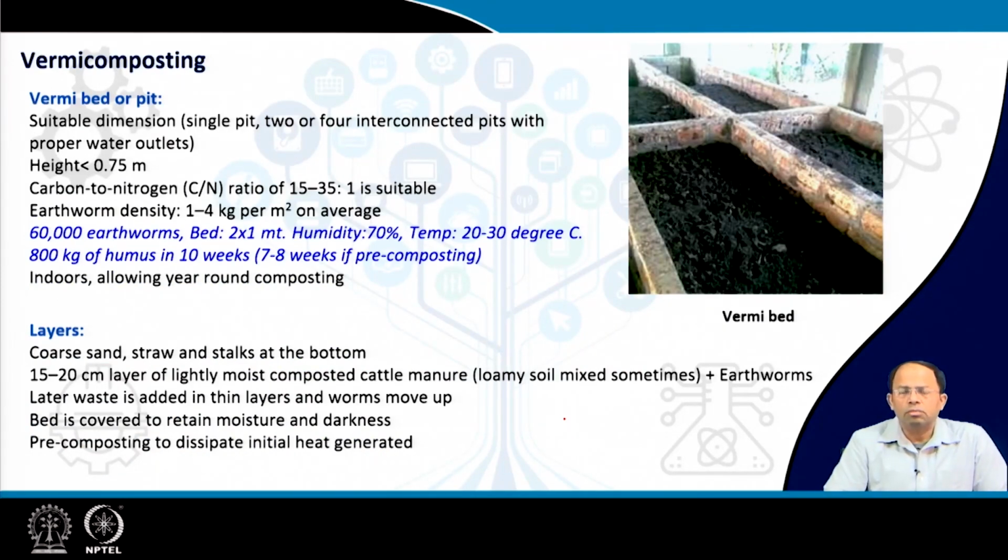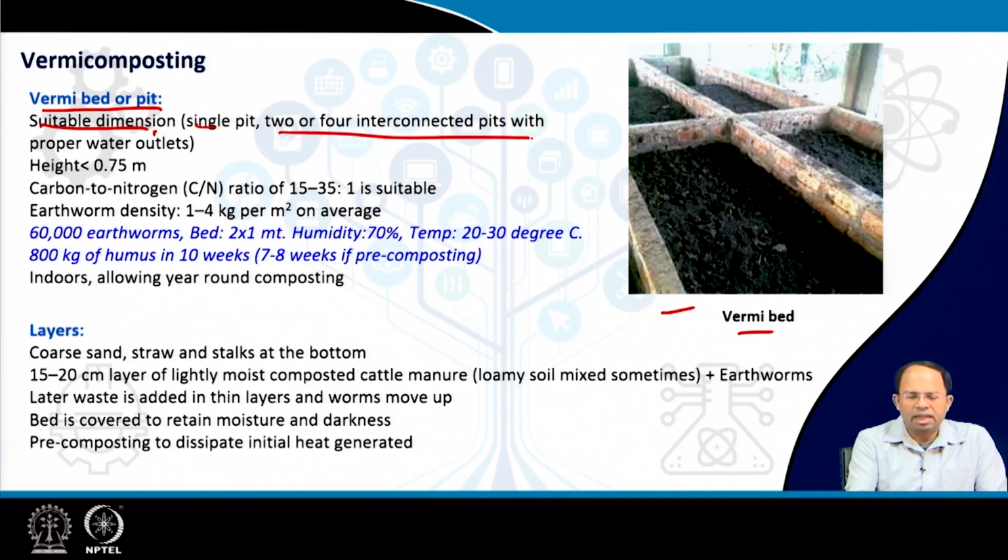Now to do vermicomposting, we have to create a bed or a vermi pit. As you can see, this is the vermi bed or pit. To create it, the dimension would be as per convenience mostly. It could be a single pit, or as per the amount of garbage being produced, 2 to 4 interconnected pits with proper water outlets and a drainage network at the bottom. Maximum height is 0.75 meter, but usually it is much less than that.